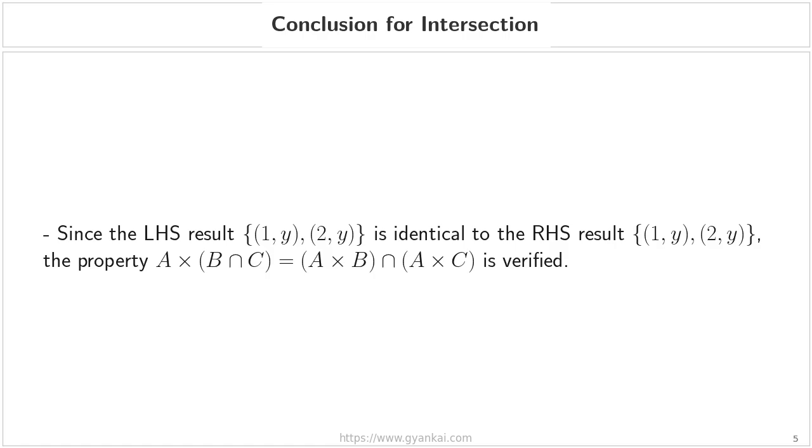Now, let's take a look at what we have achieved. If you look back at our calculations from the previous 2 slides, you will see that our result for the left-hand side, which was the set containing the ordered pairs 1y and 2y, is exactly identical to the result we obtained for the right-hand side, which was also the set containing 1y and 2y, because these two sets are perfectly equal. We have successfully verified the distributive property. This confirms that A cross the intersection of B and C is indeed equal to the intersection of A cross B and A cross C.